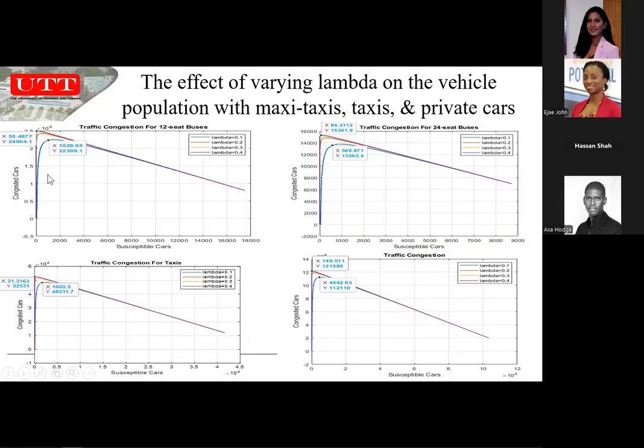So each graph represents congested vehicles against susceptible vehicles. The blue curve represents a low lambda, where the purple curve represents a high lambda. And from each of our graphs, we saw that for a low lambda, we reduce the number of vehicles becoming congested in traffic. Again, with the 24-seater showing the highest decrease in that effect.